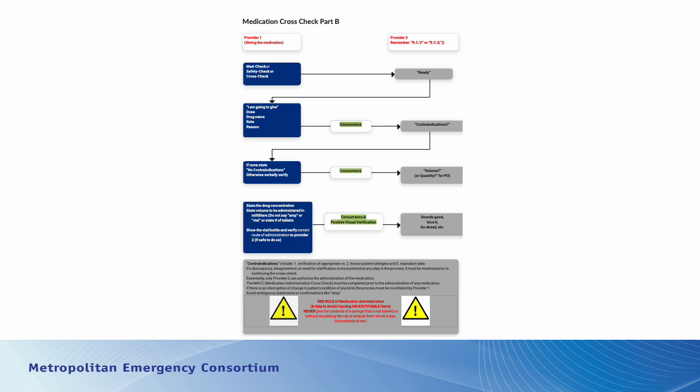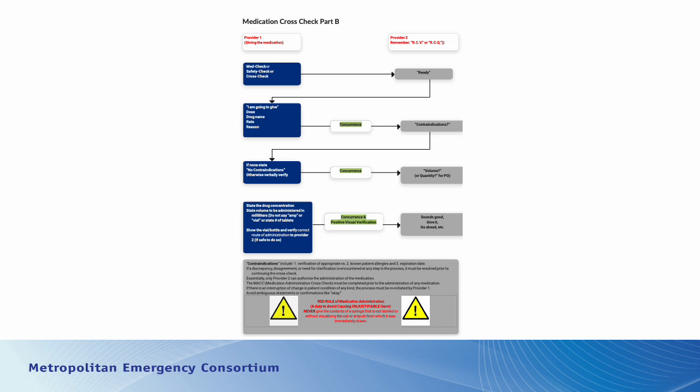Provider two will say ready. Provider one will say, I'm going to give this medication at this dose for this problem at this rate. And the second provider will agree and will ask, is there any reason not to, or any contraindications? The principal concern for me would be allergies. Provider one would say no contraindications. There's concurrence, and the second provider will say, okay, what volume are we going to give, or what quantity if you're going to give the medication orally.